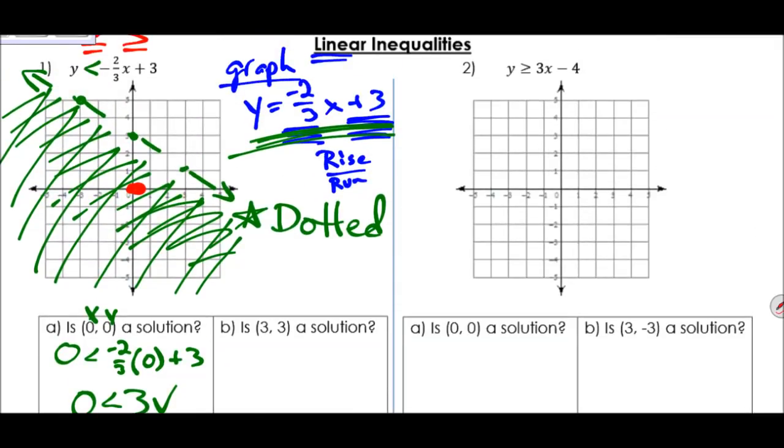3, 3 is not a solution because 3, 3 is outside of that shading. Nope. 3, 3 is not a solution because it's not covered by that shading. I'm shading everything below that line.